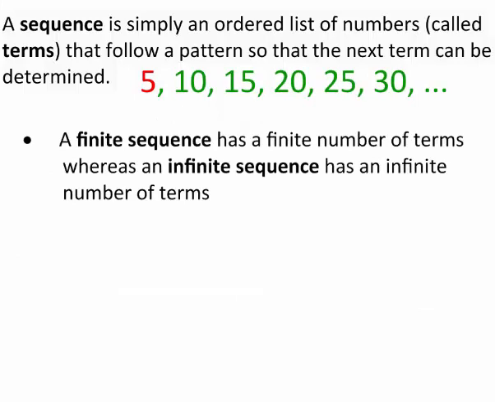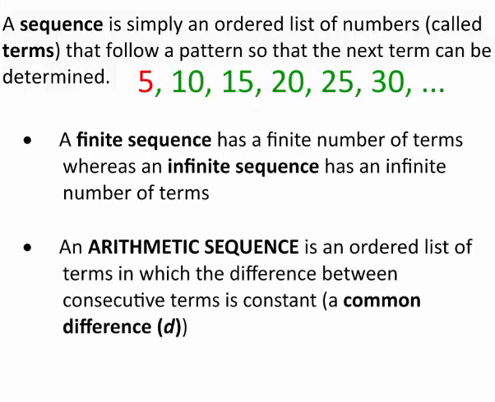A couple more definitions to look at. We can have a finite sequence, which has a finite number of terms, whereas an infinite sequence keeps going and going and going and has an infinite number of terms. We can also have different types of sequences, and today we're looking at arithmetic sequences, which is an ordered list of terms in which the difference between the consecutive terms is constant. And we can also say that it has a common difference of d, and we'll look at that in more detail in a moment.